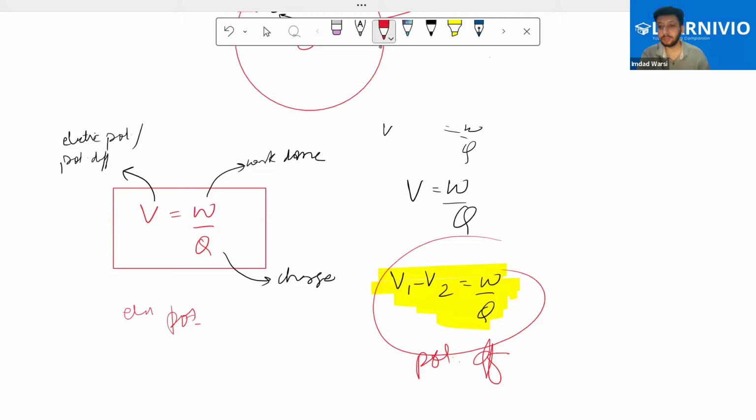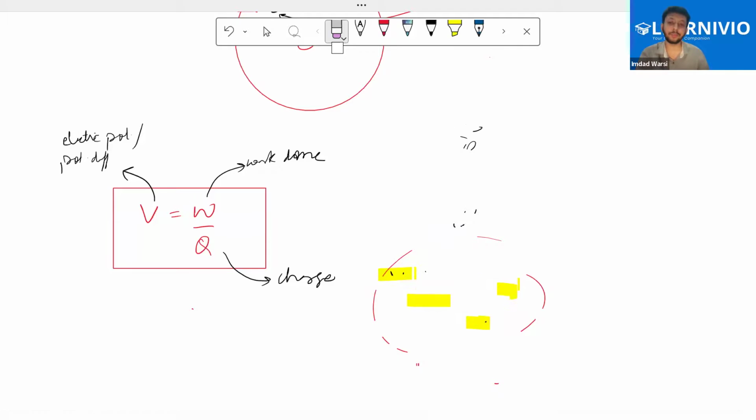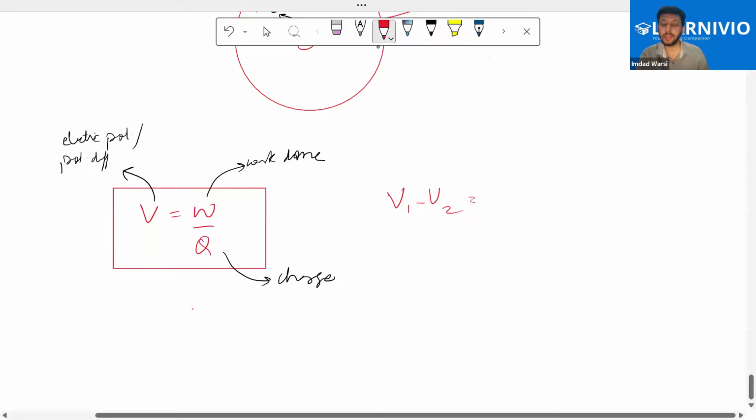Understood? If I am going to find potential difference, what formula will I use? V1 minus V2 is equal to W upon Q, right?